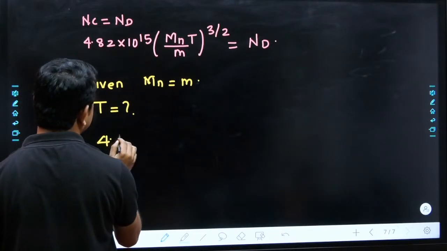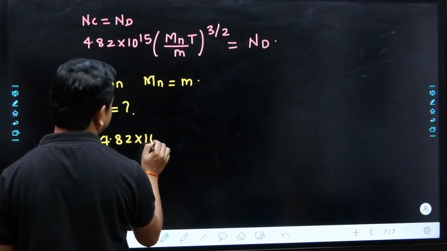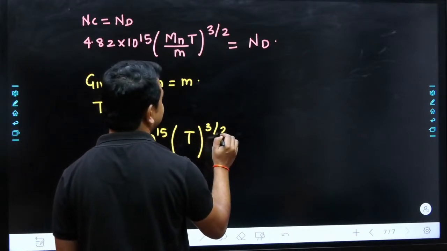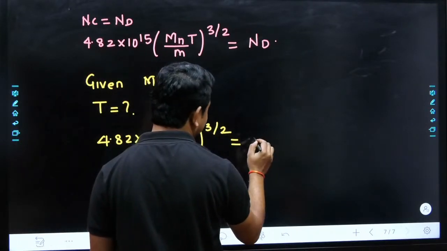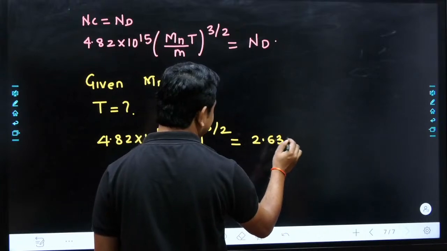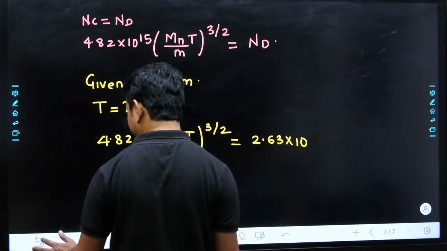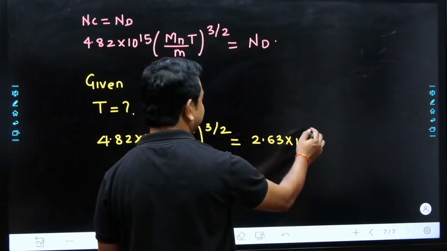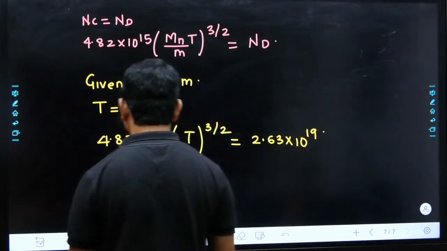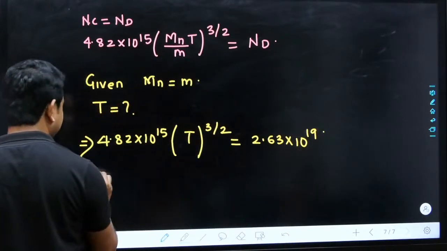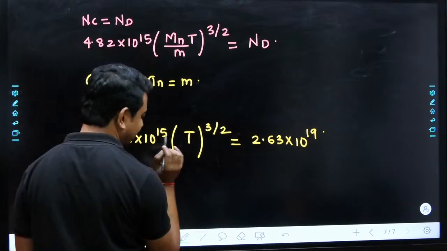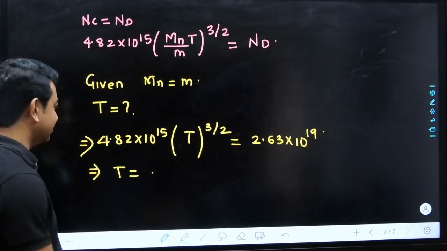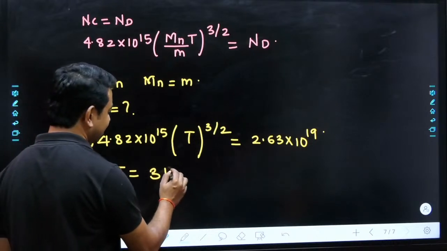So, we can write 4.82 × 10^15 × T raised to 3 by 2 will become equal to 2.63 × 10^19. So, temperature can be found out by using this one. So, we can find out the temperature. The temperature is 310 Kelvin. So, here we are having 310 Kelvin.